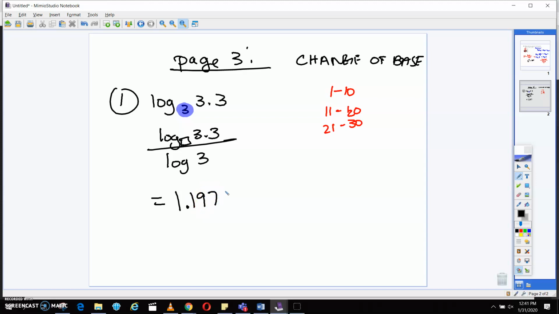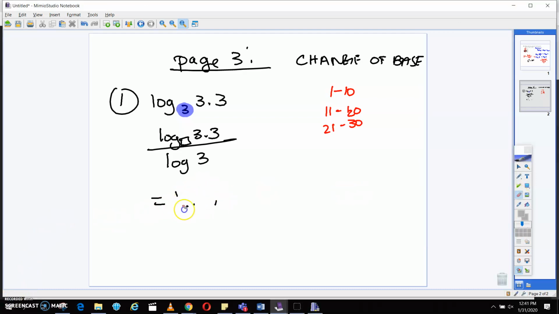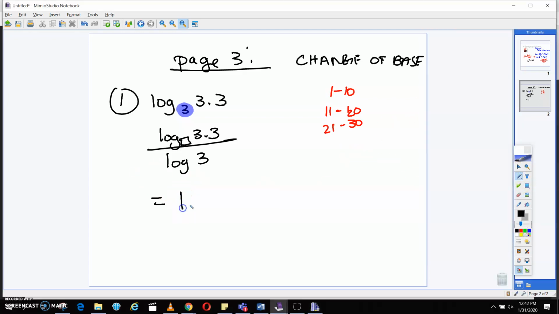Did you get 1.197? I rounded. Okay, ready? So, if I plug this into my calculator, I get, and I quote, 1.086 or 87, because I'm going to round it, right? Okay, so I'm going to put 1.087. I'm going to round to the thousandths place.